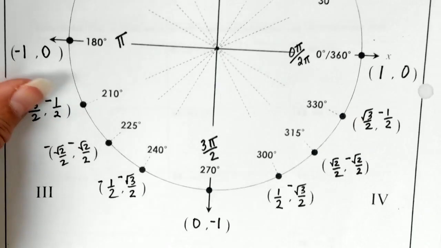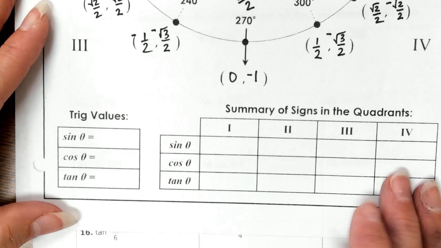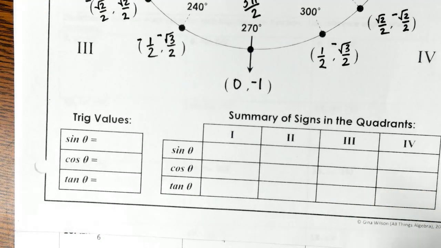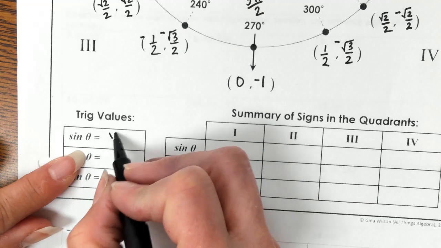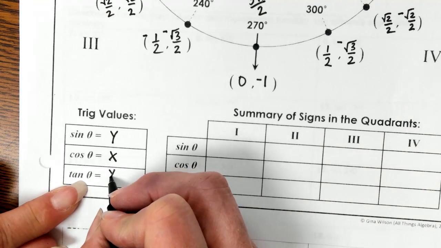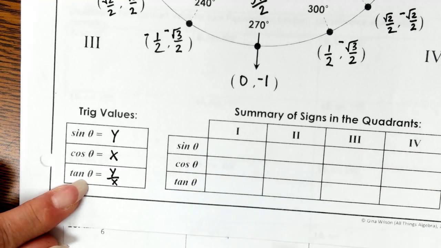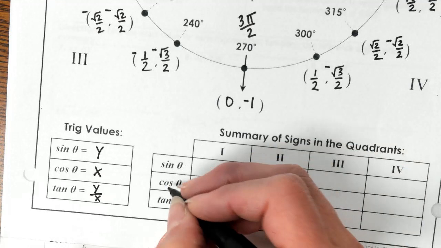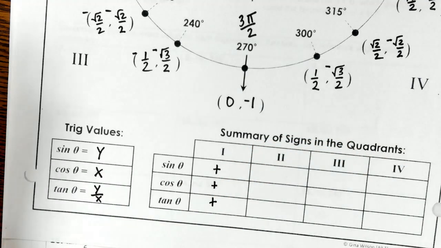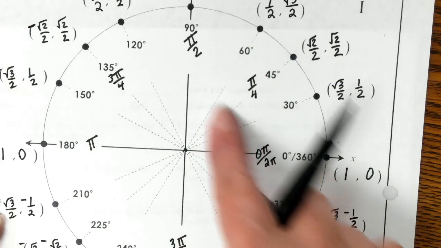And that's really what they say in these charts down here, the trig values. The trig values say that sine is y, cosine is x, and tangent is y over x. In quadrant 1, sine, cosine, and tangent are all positive. Everybody's positive. Remember how I said all students take class? All of them in quadrant 1 are positive because your x's and your y's are positive.